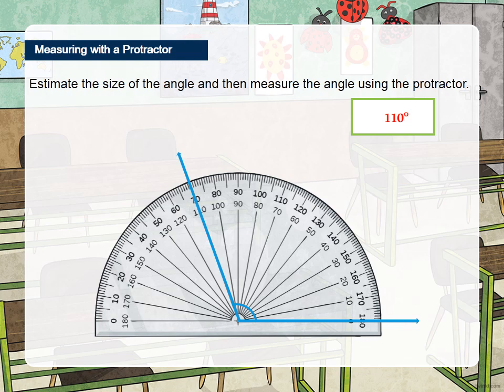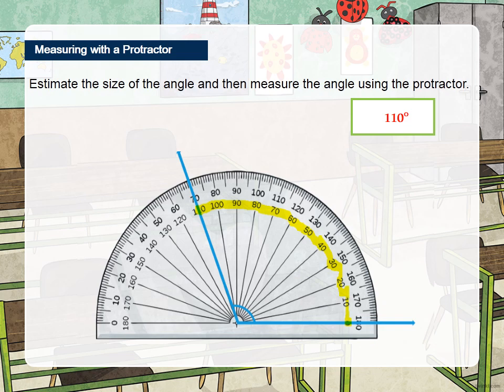Who can tell me why I will read the number 110, not 70? Why will I not say this is 70? Because also the line is pointed to 70. Good, because we have to start from 0, and the scale from 0 takes us to 110. The 70, this is another scale, from the other side. Now we are using the first one. So the measure is 110 degrees.